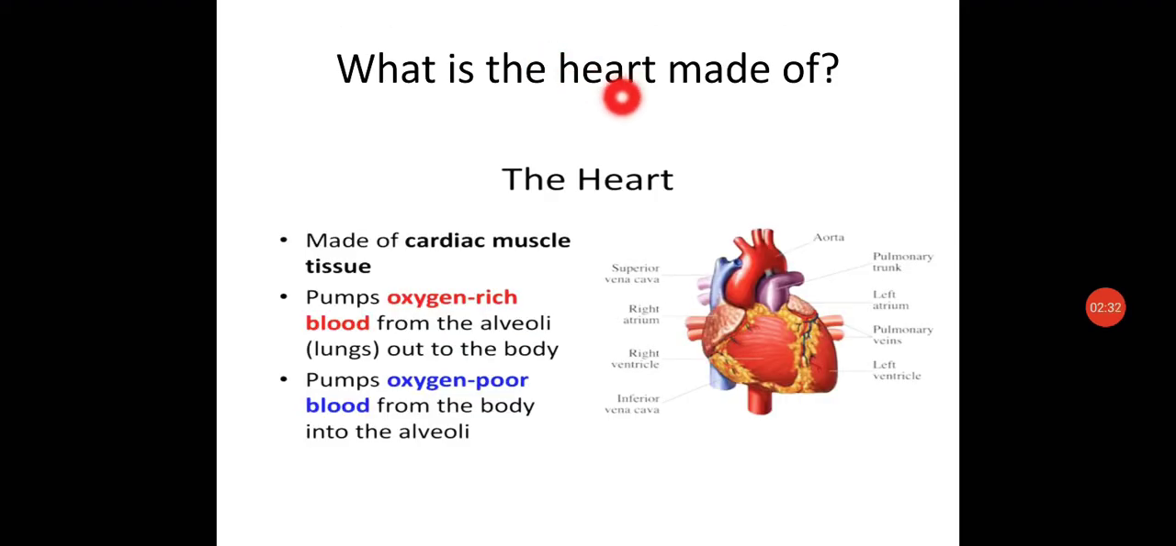What is the heart made of? Heart is made of cardiac muscle tissue. It pumps oxygen-rich blood from the lungs out to the body, and it pumps oxygen-poor blood from the body into the lungs.